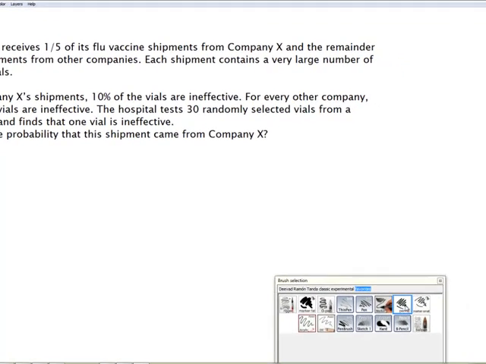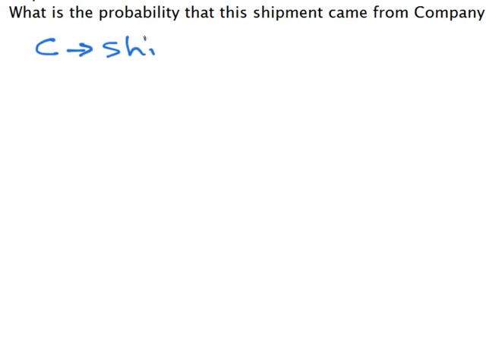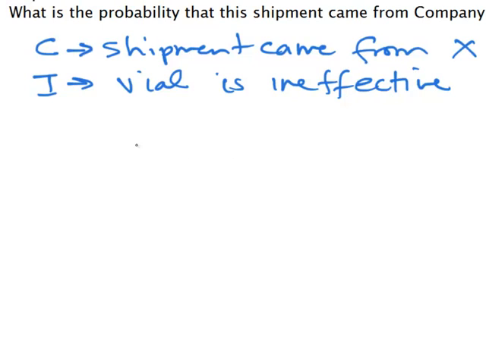Well, let's write down everything that's given, but first let's identify C as the event that the shipment came from Company X, and I as the event that the vial is ineffective. Okay, so what we want to find is the probability that, given that one vial is ineffective, it came from Company X.